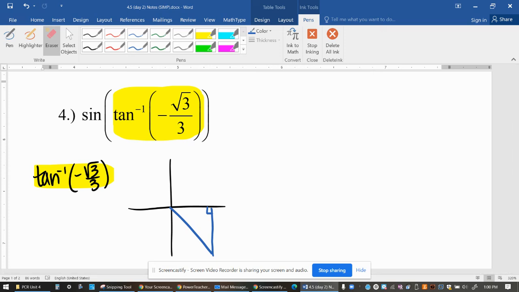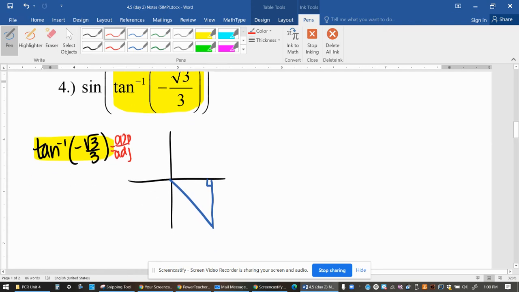Okay, which angle has opposite over adjacent that would give me -√3/3? Would it be 30? Would it be 60? Or would it be 45? So 30 degrees is your pi over 6. 60 degrees is pi over 3. So this is like a process of elimination. Now I see the √3, so that tells me I'm going to use a 30, 60, 90.